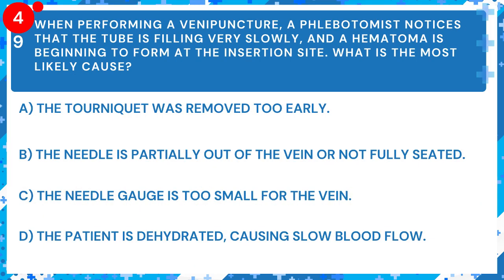Question 49. When performing a venipuncture, a phlebotomist notices that the tube is filling very slowly, and a hematoma is beginning to form at the insertion site. What is the most likely cause? A. The tourniquet was removed too early. B. The needle is partially out of the vein or not fully seated. C. The needle gauge is too small for the vein. D. The patient is dehydrated, causing slow blood flow.